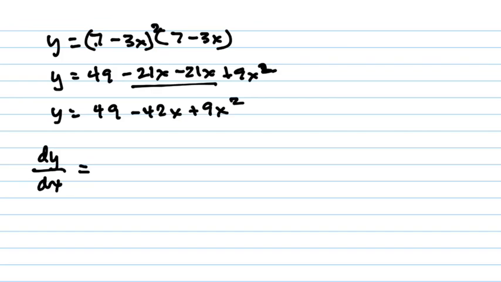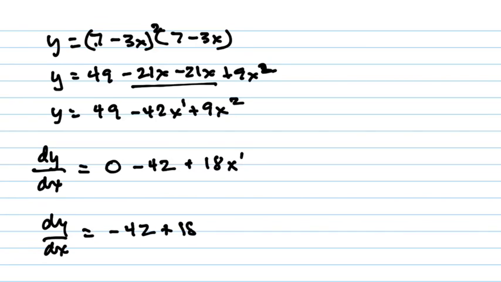The derivative of 49 is what? 0. Negative 42x to the first. Since it's an x to the first, the derivative is just negative 42, because x to the first becomes x to the 0, which is 1. Now this one we actually have to do some work. 2 times 9 is 18. X to the 2 minus 1 is x to the first. So, cleaning it up, dy dx is negative 42 plus 18x.